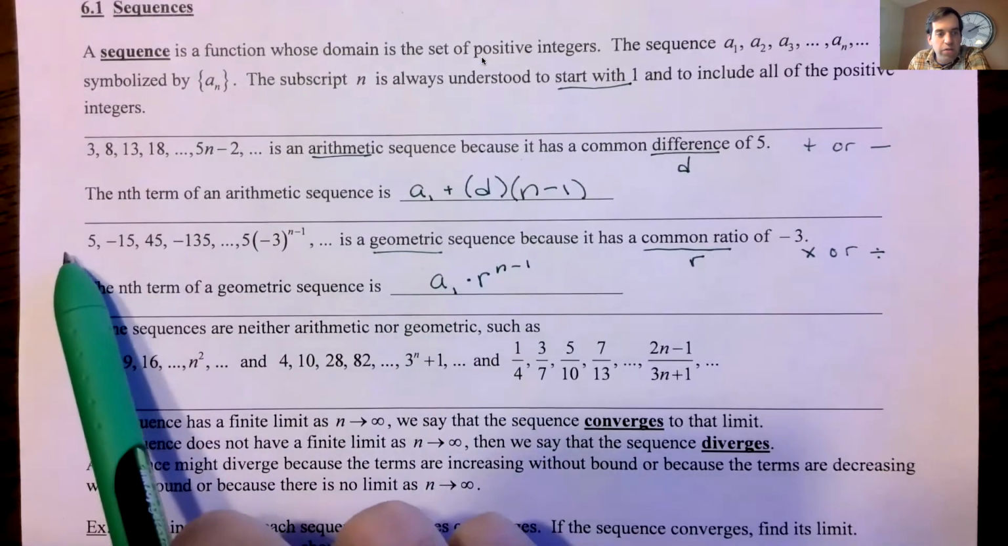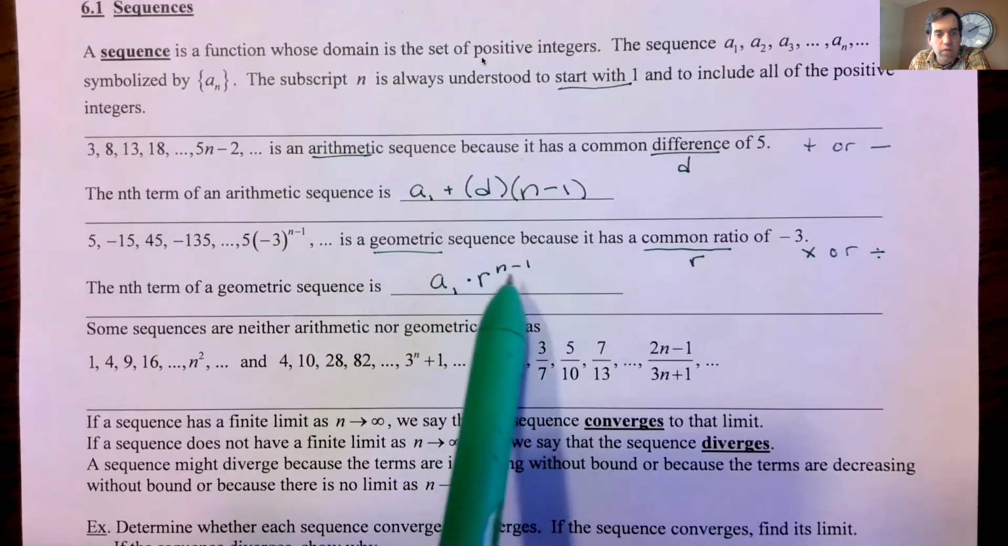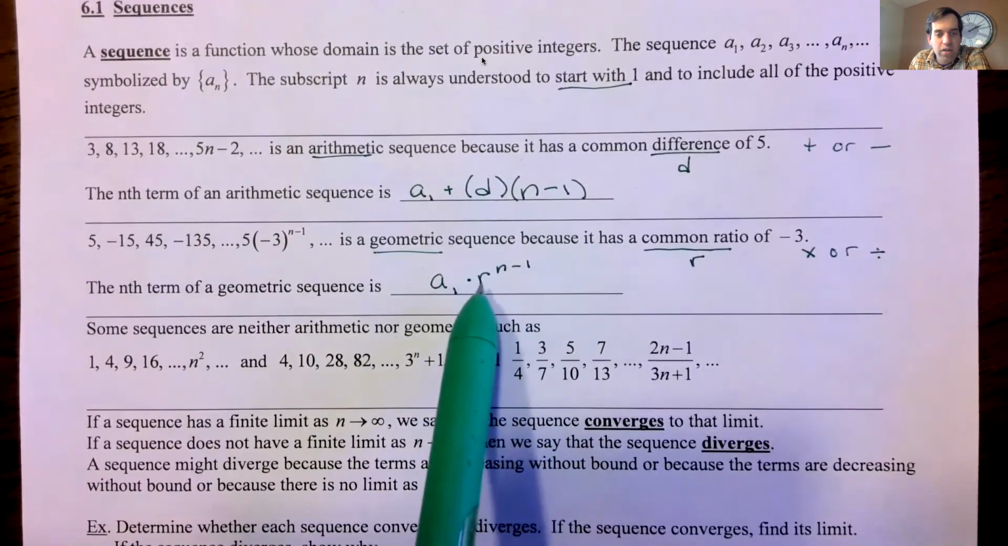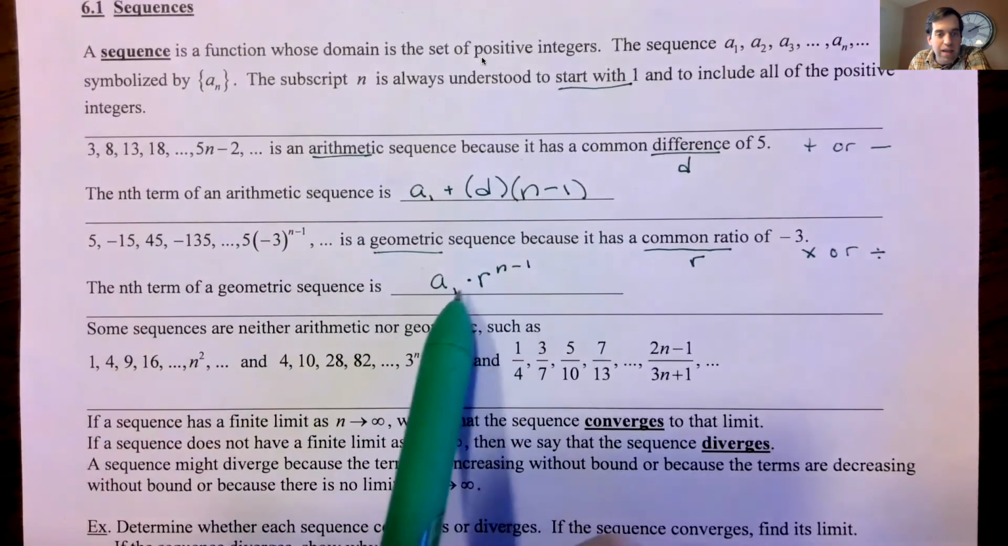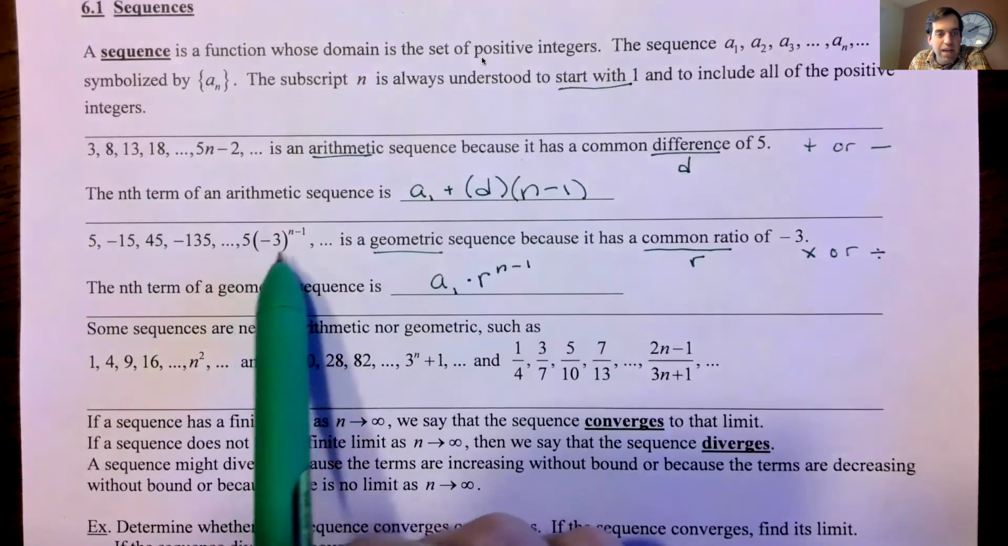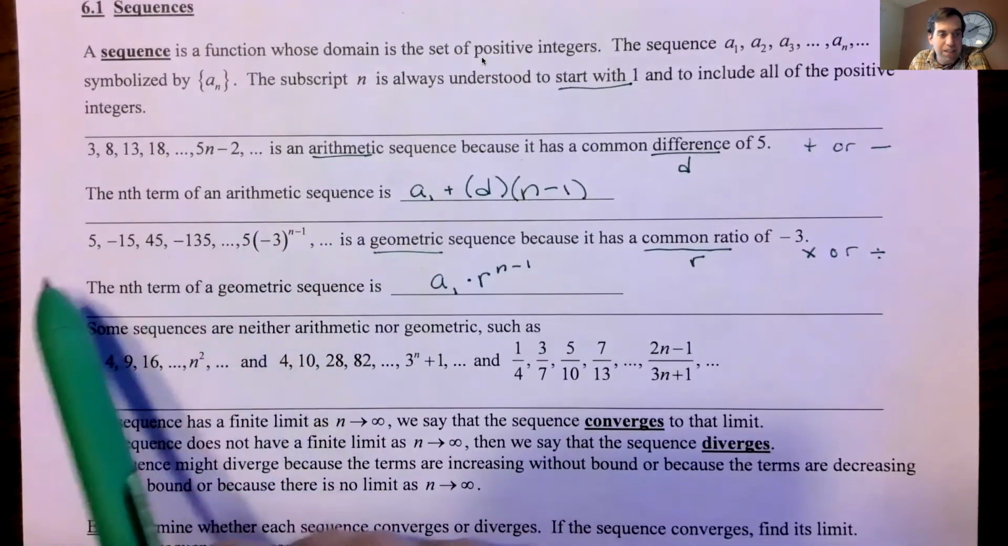And so for the first term, 1 minus 1 would be 0. So we wouldn't be multiplying by anything here. This would be r to the 0 power, or just 1. So that would just give us the first term, a sub 1. And then for each term after that, negative 3 would be multiplied, in this example, a certain number of times to get us to that term.